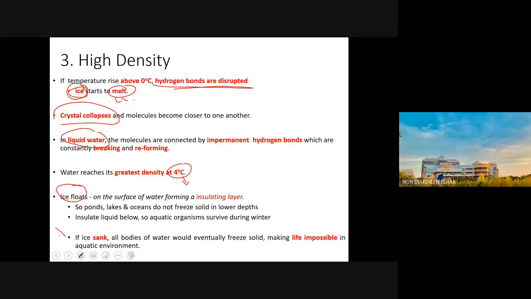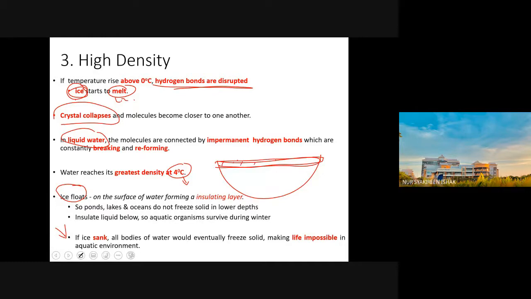So imagine, this is just to imagine. Imagine if ice sank, all bodies of water would eventually freeze solid, making life impossible in the aquatic environment. So imagine kalau ice tu were to be heavy, it will fall to the bottom of the lake. So yang atas tu akan fall lagi, fall lagi bawah, sampai bawah dia akan freeze solid. So how does the aquatic animal able to survive? They cannot survive. So that's why Allah jadikan ice dia punya property dia boleh float. So this is to function as an insulating layer.